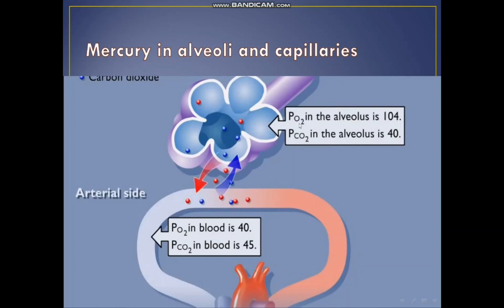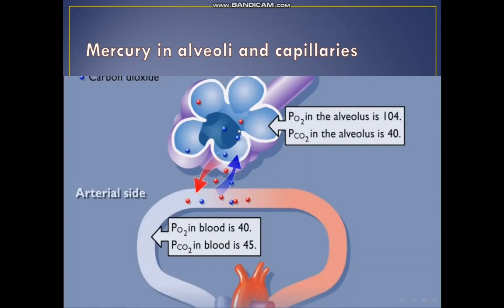For example, oxygen. The partial pressure of oxygen in the alveoli is about 104 millimeters of mercury, but in the capillaries it is about 40 millimeters of mercury. So the oxygen molecules will transfer from the alveoli to the capillary. During the transfer, the pressure of oxygen in the alveoli will decrease, and the pressure of oxygen in the capillary will increase. It keeps transferring until the pressure of oxygen is equal to that in the capillaries.